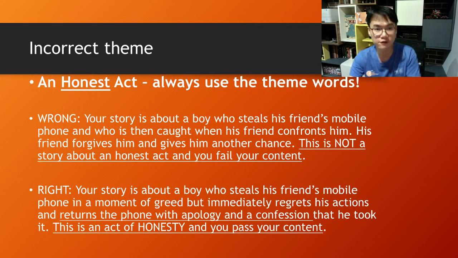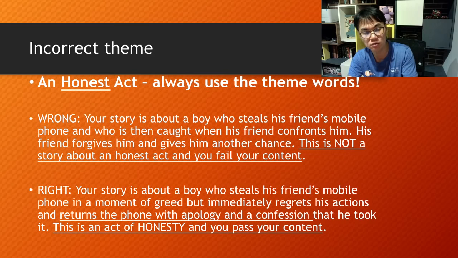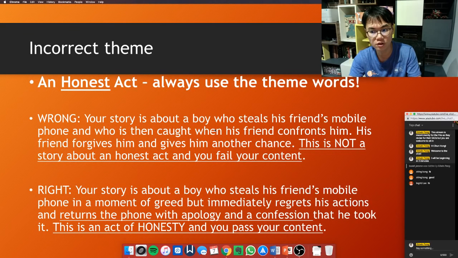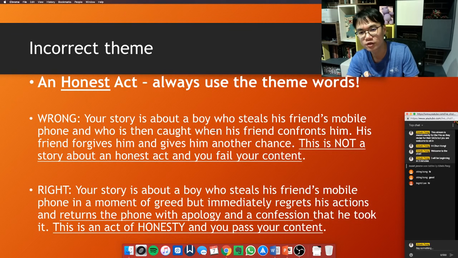Now, the friend forgives him and gives him another chance, so they continue to be friends and the story ends. Do you think this is the correct way to write the theme of this composition on an honest act? Hi Ingrid, welcome. I think you'll agree with me that this is not the right way, because if it's about an honest act, then the character must be honest.